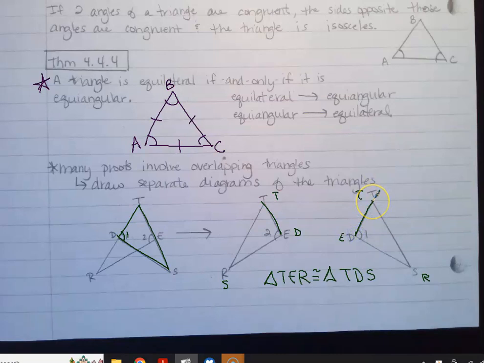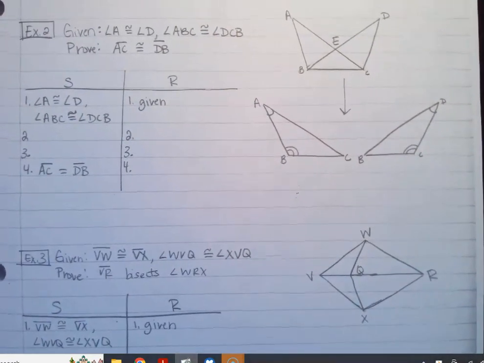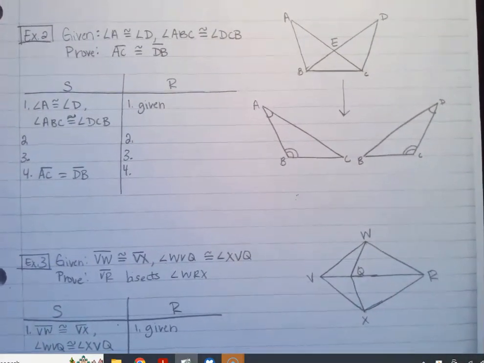There's a couple different ways, but it's just a matter of helping yourself see the shapes, because that's what we're really going to be doing on the next two things: two proofs. But you have to see the shapes. The first one, example 2, I pulled the shapes out for you.